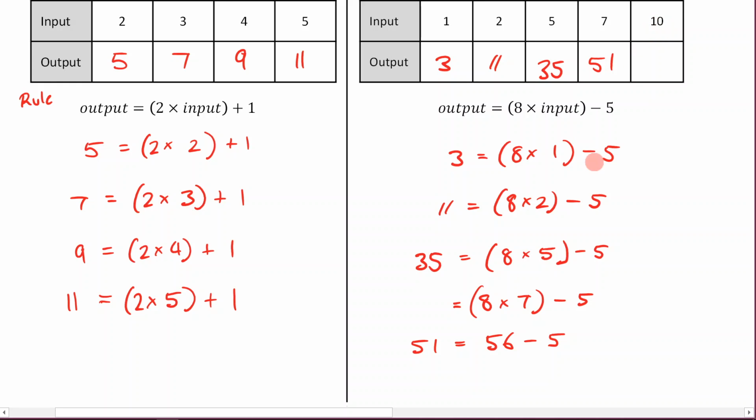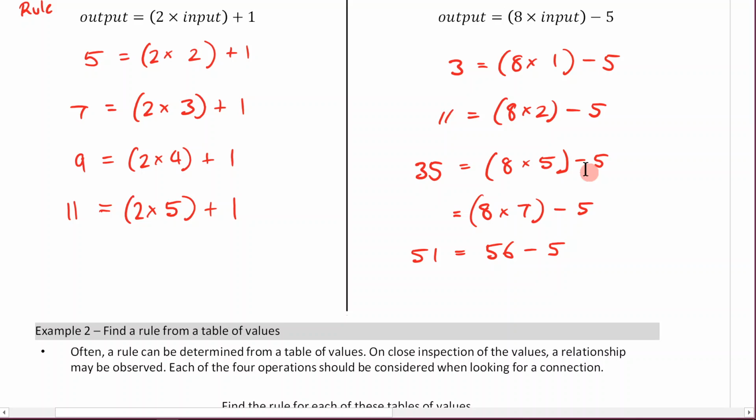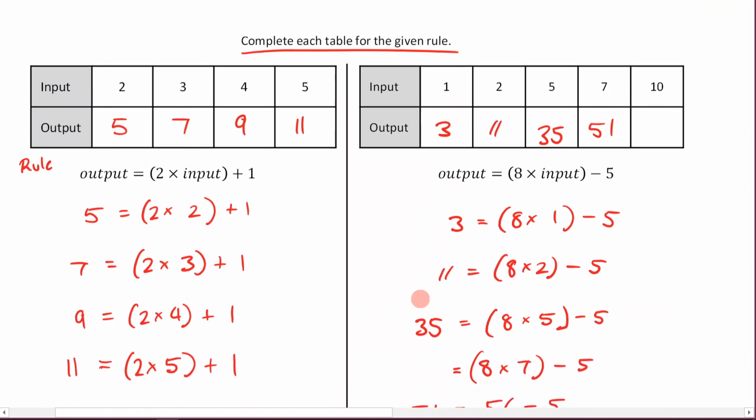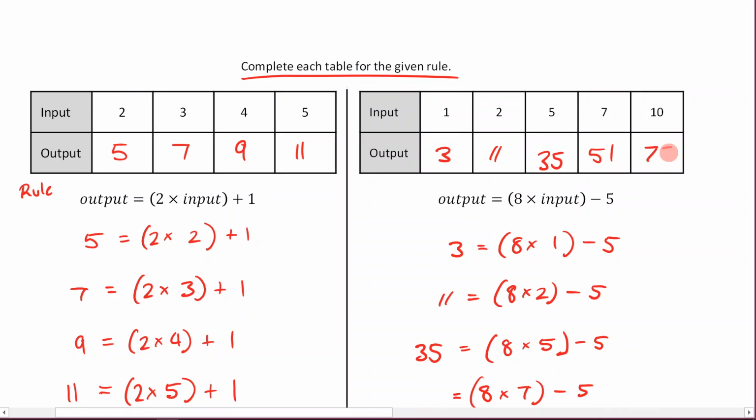Next is 10. I might have to come all the way down here now. So 10 is going to be 8 times 10 minus 5. 8 times 10 is going to be 80, minus 5 is going to be 75. So that means 75 is going to go in this spot right here. That's going to be 75.